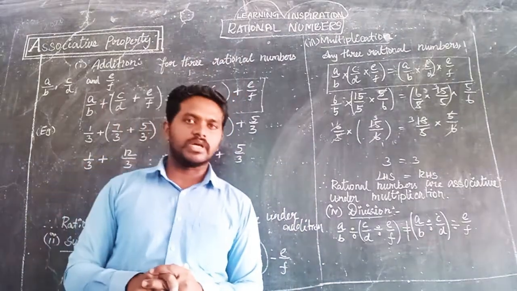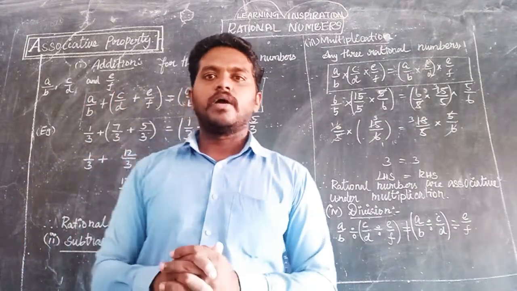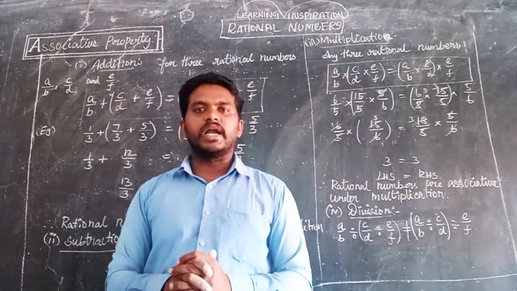So commutative property, associative property is finished. Next video we are going to see additive identity and also additive inverse.